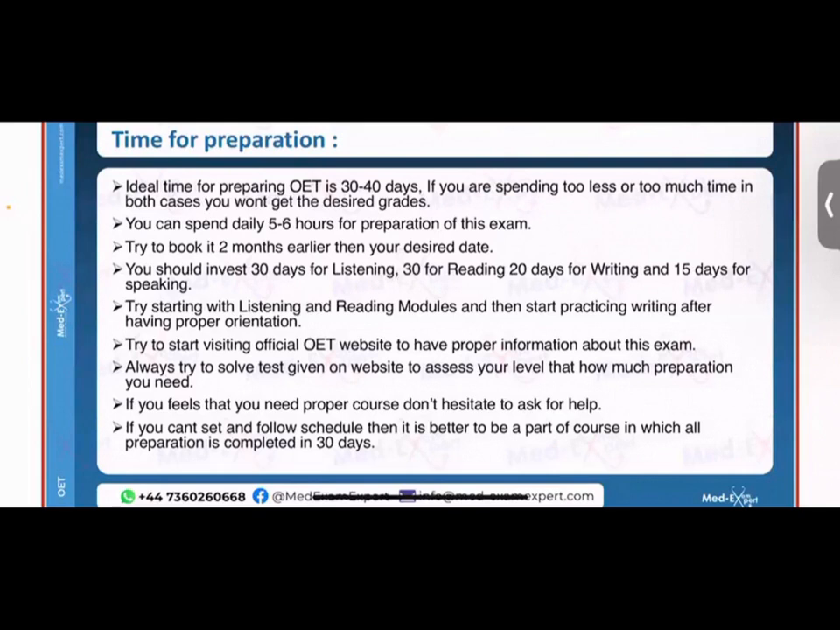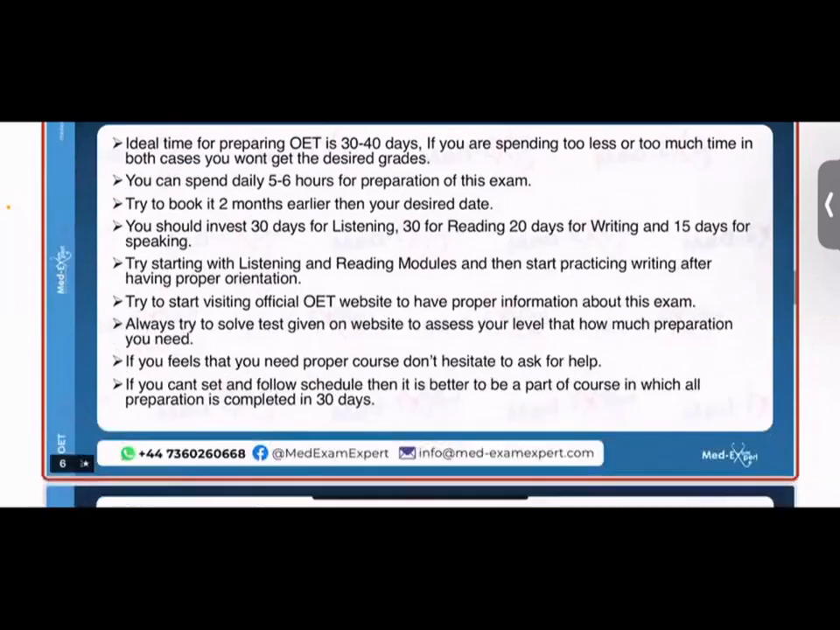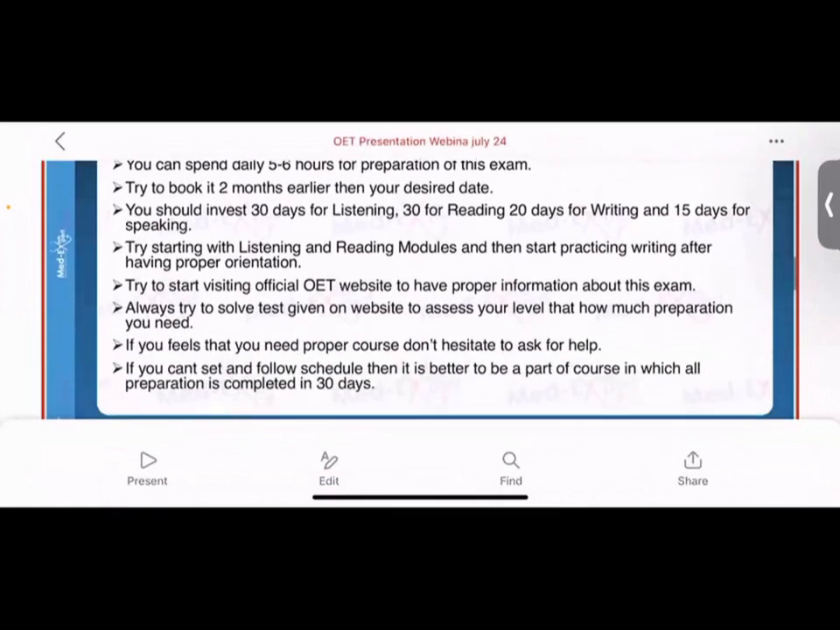Try to visit the official OET website to get proper information about this exam. If you do not know anything about the exam and are just asking for random information from here and there, there is no point in making efforts like this. But if you visit the official OET website and have a proper understanding of each and every module, this is the ideal situation.